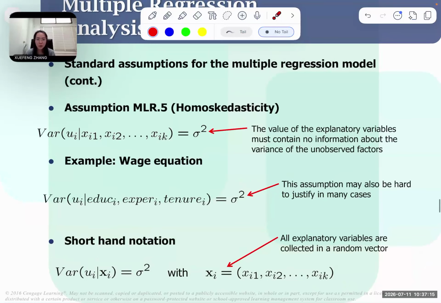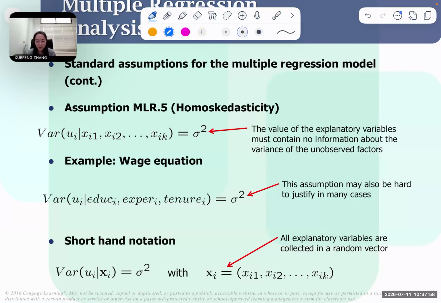Here we have one more assumption, which is assumption 5, homoscedasticity. The simple meaning: the spread of mu must stay the same, no matter what values the x's take. So here, Var of mu_i given x_i1 all the way through to x_ik equals sigma squared. The values of the explanatory variables must contain no information about the variance of the unobserved factors.